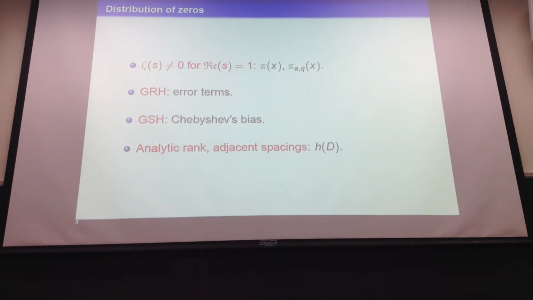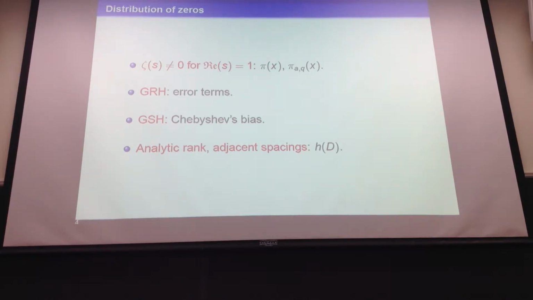Now, if we want a better count of how many primes there are, we think that the error term is not nearly as large as we get when we just use the information about what's going on at real part of s equals 1. If we assume the generalized Riemann hypothesis, then we get errors of about square root of x if you want to count primes up to x, or maybe x^(1/2) log x, something like that.